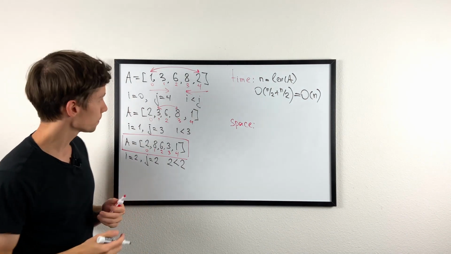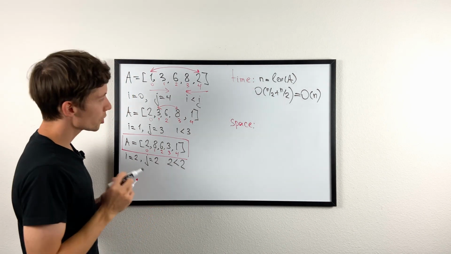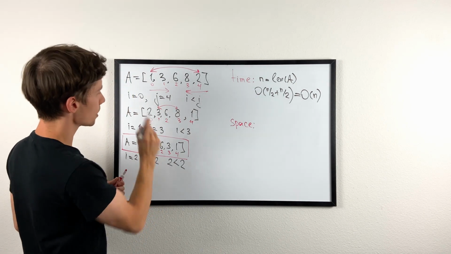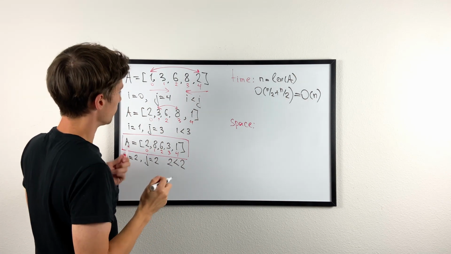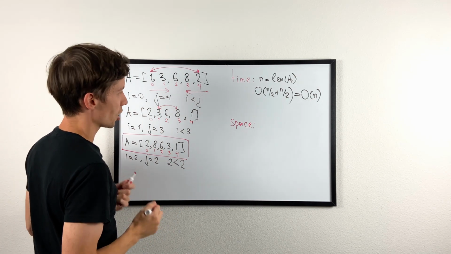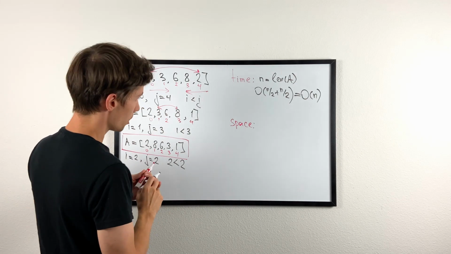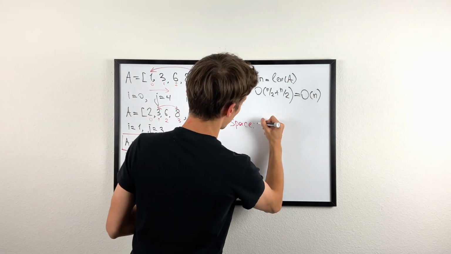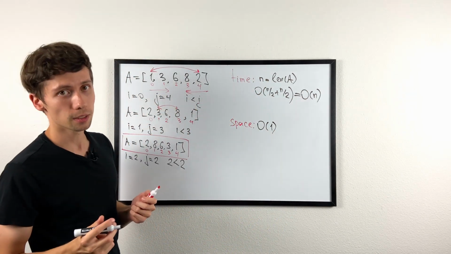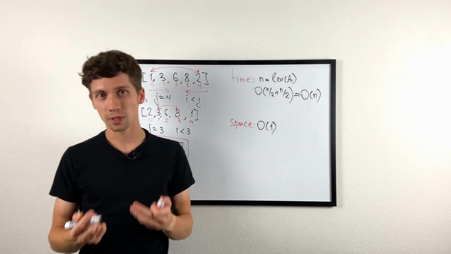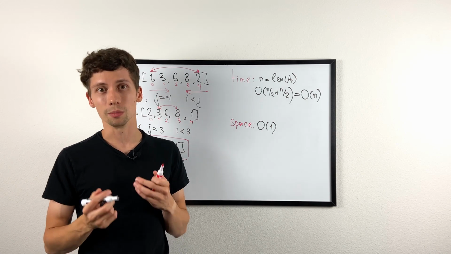What about space? We didn't create a new list. We've used some temporary variables, but it doesn't change our space complexity. So, as a matter of fact, our space complexity is O of 1, and it is constant. And it means we satisfy the requirement of the problem to do it in place.